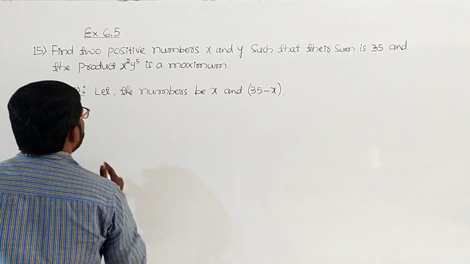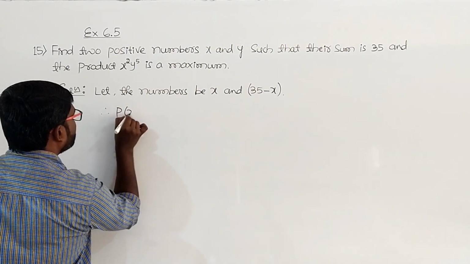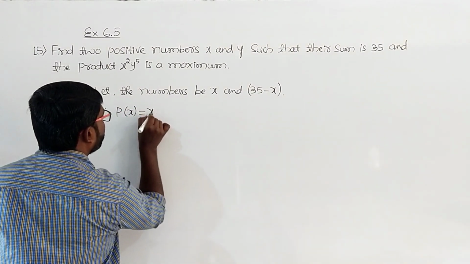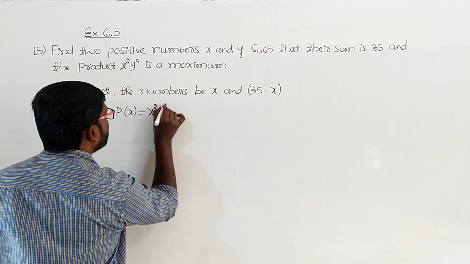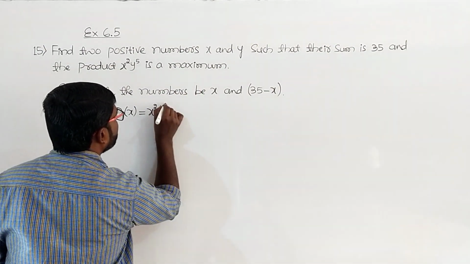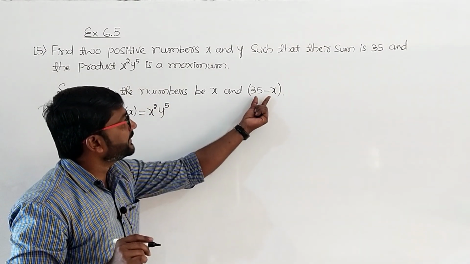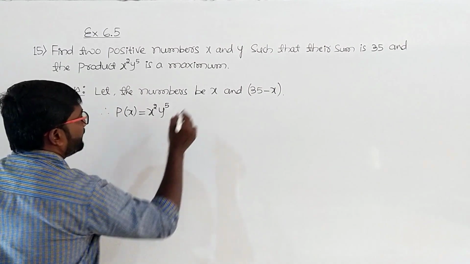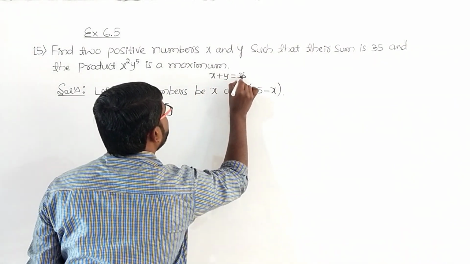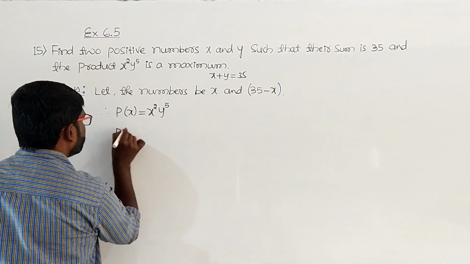So now, therefore p of x is equal to x square into y raised to 5. So what is y here? Y is nothing but 35 minus x, because if you take the sum of the two numbers, x plus y equal to 35, what will be y now? It is 35 minus x. That we have to replace in this equation.